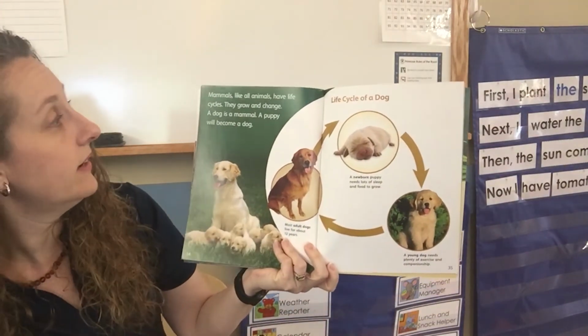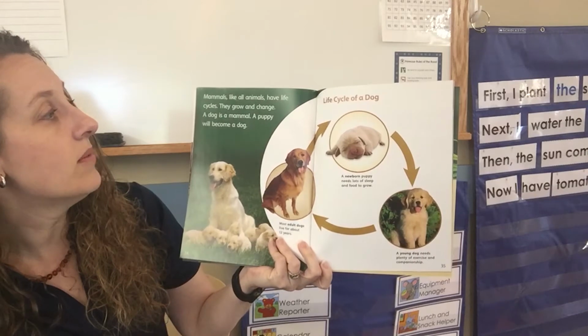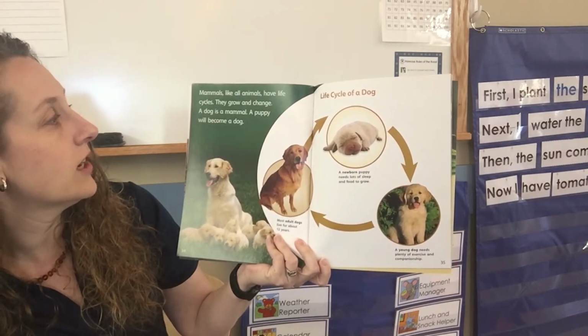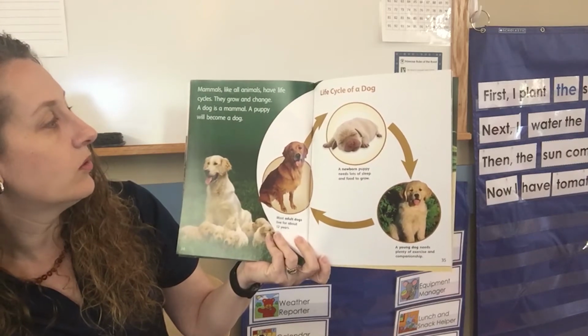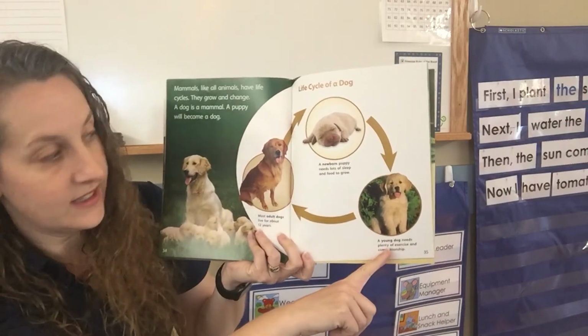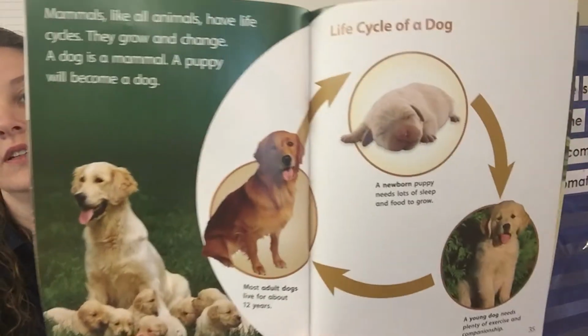A dog's life cycle. Like all mammals, animals have life cycles. They grow and change. A dog is a mammal. A puppy will become a dog. So it's born a puppy. Then it's a young dog. Then it's a full dog.